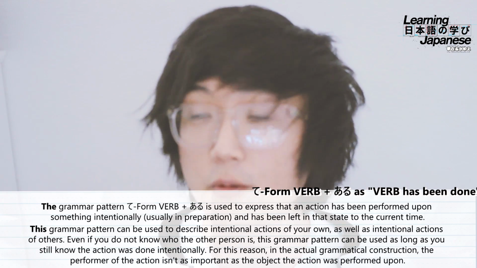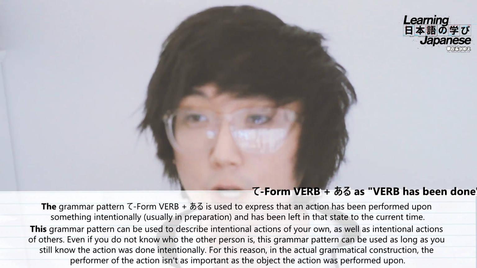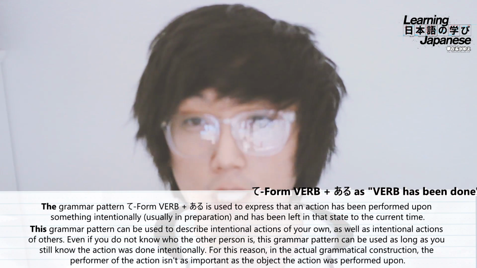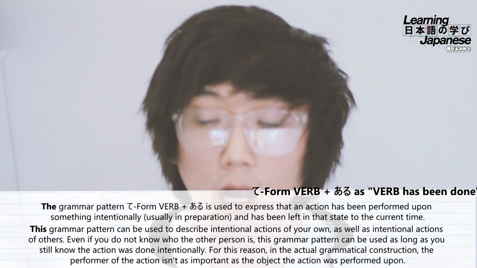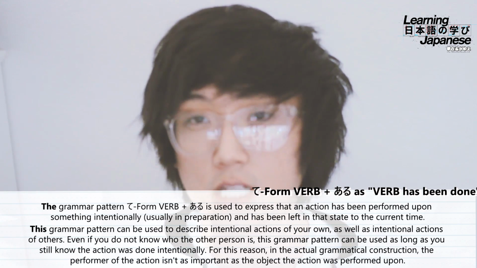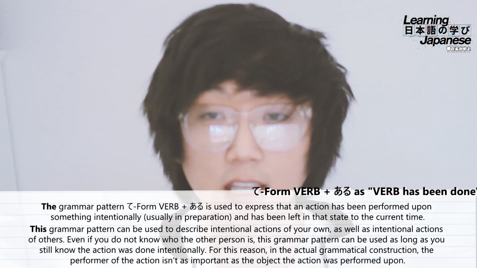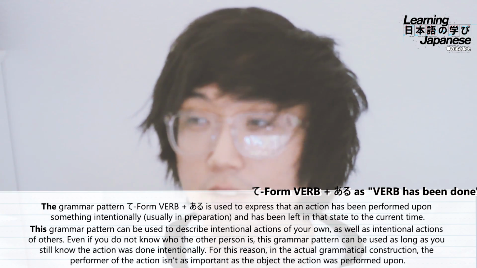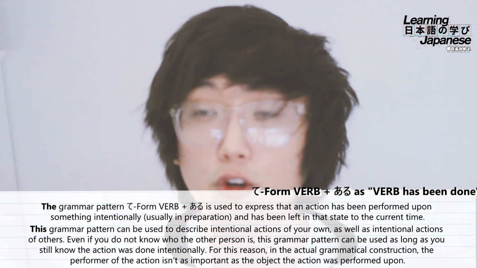So yeah, the key point of this grammar pattern is you're expressing an intention. You're trying to describe an intention, and you can use this grammar pattern when you're describing your own actions. I did something to prepare for something else. Or you can even use it to describe other people's actions, even if you don't even know who the other person who did the action is. As long as you know that the intention is there, that's kind of the key point here. So the focus in this grammar pattern is that the object that received the action is in that state, and we don't really care that much about the person or the entity that actually performed the action, and you can see that reflected in the actual grammar construction.